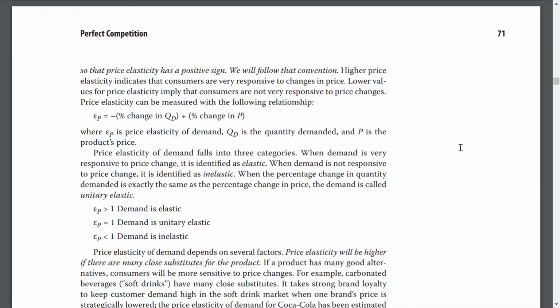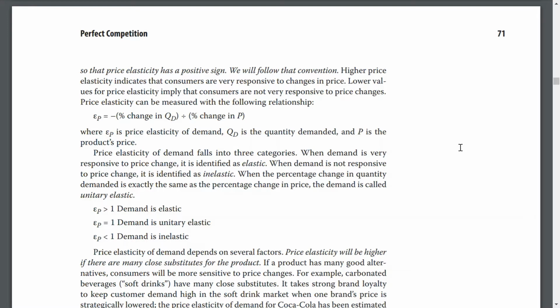Higher price elasticity indicates that consumers are really responsive to changes in price. Lower values of price elasticity imply that consumers are not very responsive to price changes. Price elasticity can be measured with the following relationship.